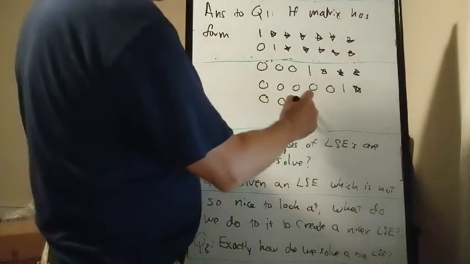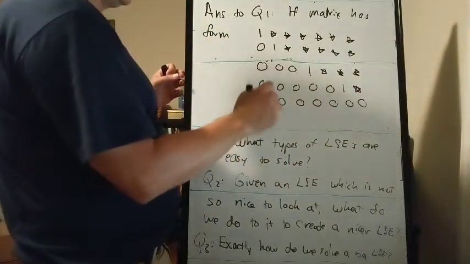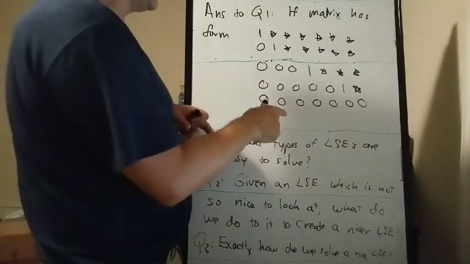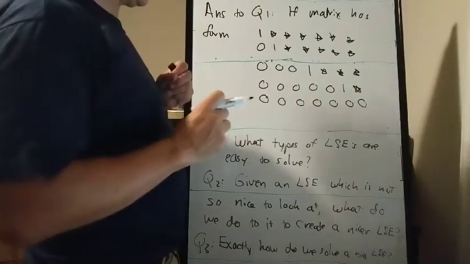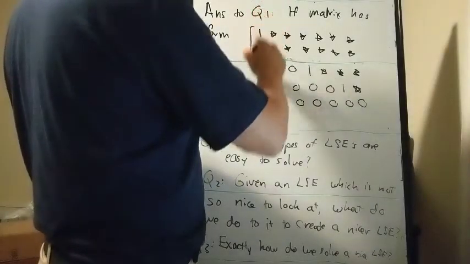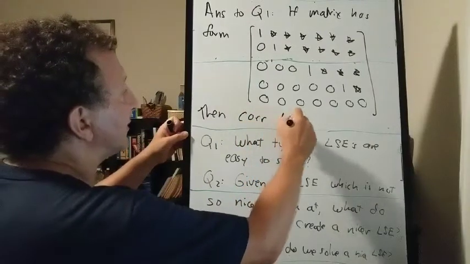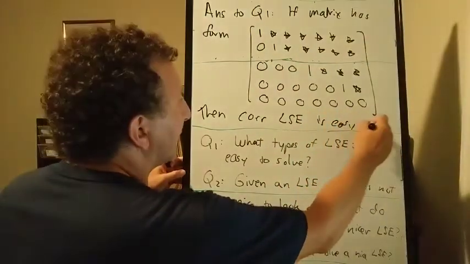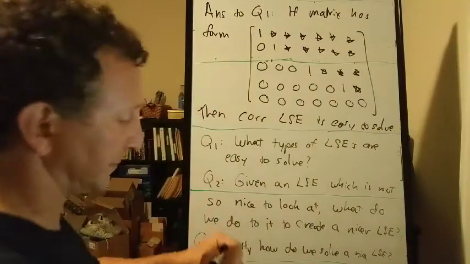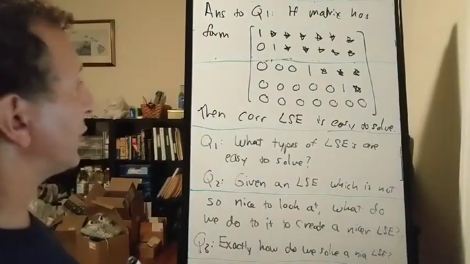And if every row has a first non-zero entry which is equal to 1, and that 1 appears further to the right than the one in the previous row, then that's the form that we're looking for. That's the row echelon form. So if a matrix has that form, then the corresponding linear system of equations is easy to solve. And that form is called row echelon form.